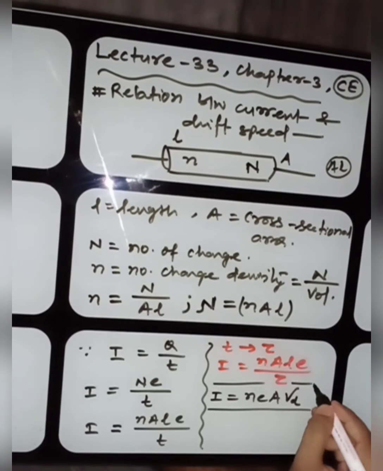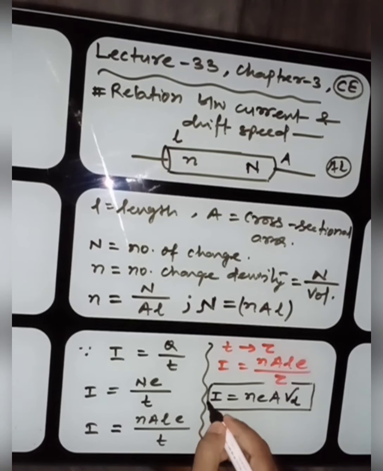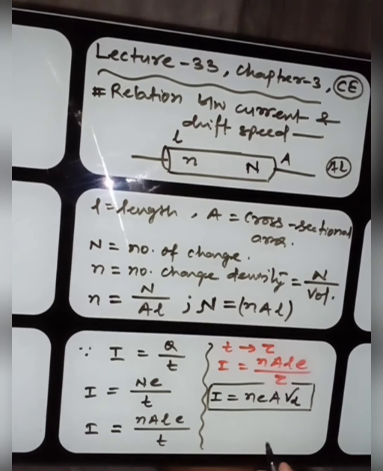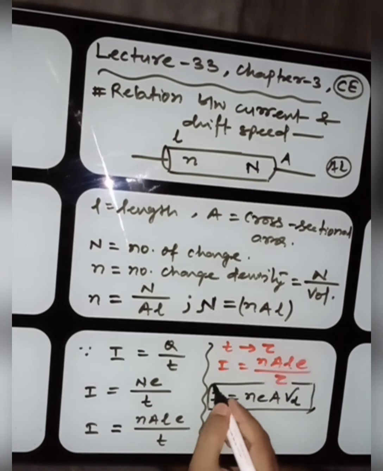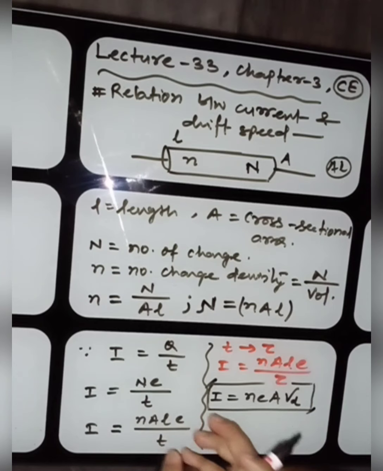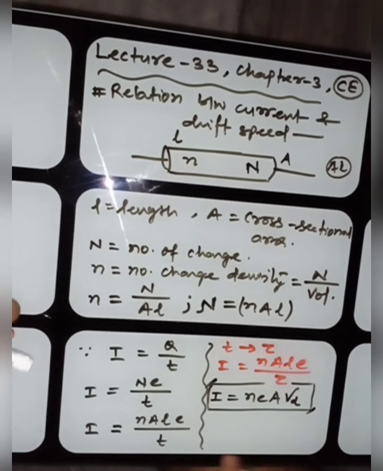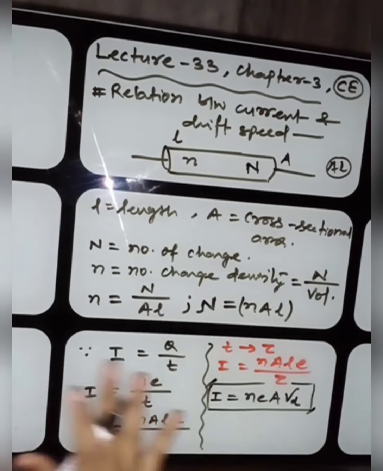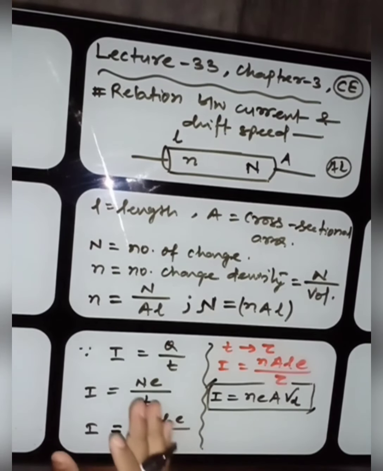My dear student, this is the relation between electric current and drift speed: I equals n e A v_d. Now we can take a simple example on the basis of this drift speed. This will be your home assignment. You will try to solve it by yourself, my dear students.